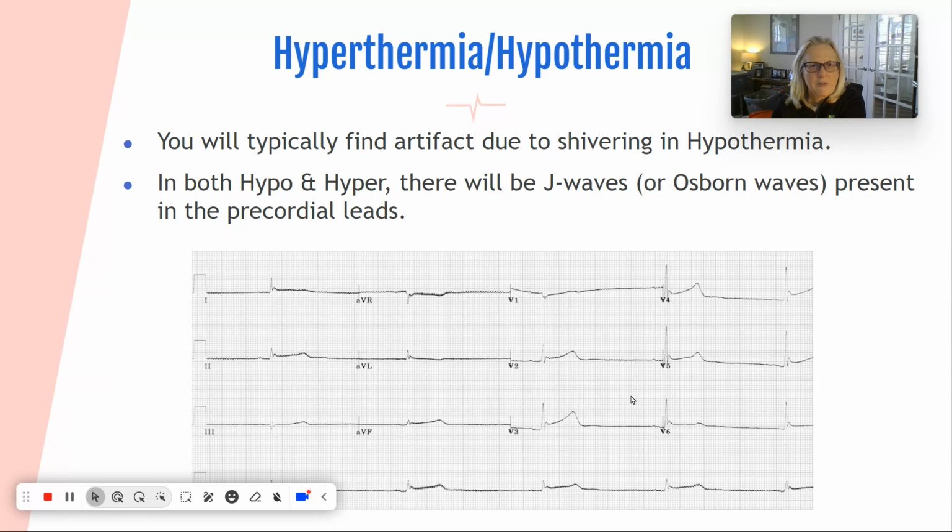So you'll typically find artifact on a person with hypothermia because they're shivering, they're so cold. That's pretty common. But it's going to slow down the heart rate, obviously. If you have hypothermia, it's going to really slow down the heart rate. So hyperthermia, just because it's kind of putting the body into a shock situation. Anytime you shock the body, the heart rate kind of goes down. Okay, so we will see that J wave, Osborne wave that we talked about in early repol.